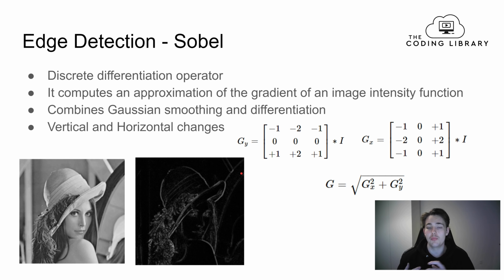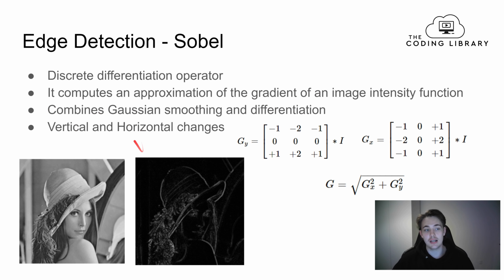The other one, and one of the most used, is the Sobel edge detection algorithm, because it uses the Sobel operator, and we're going to use that as well when we're using the Laplacian operator. We have this discrete differentiator operator, the Sobel operator, and it computes an approximation of the gradient of the image intensity function. So instead of calculating the exact gradient of the image intensity function, we just compute an approximation and use that instead to speed up the calculations. It also combines Gaussian smoothing and differentiation, so we don't need to use Gaussian before doing this Sobel edge detection algorithm.